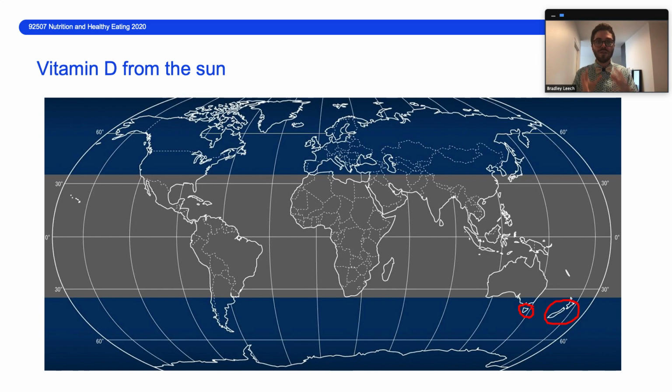The UVB rays from the sun don't actually get through the atmosphere, and thereby you can't actually make vitamin D during the winter months outside of the grey area. So anything above here, all this blue, so we're looking at Europe, Russia, America up here, and Canada, and New Zealand, Tasmania, those particular areas are at risk of vitamin D deficiency.